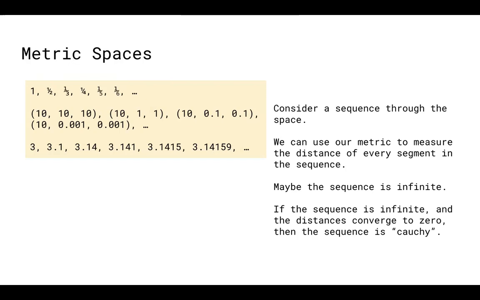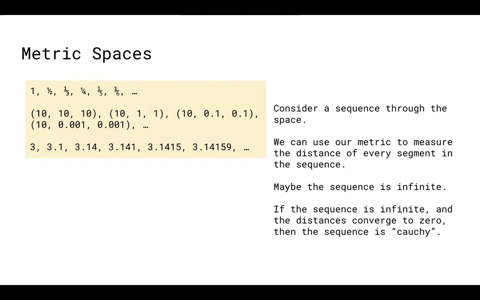Another example would be the sequence of vectors. It starts with 10, 10, 10, and then 10, 1, 1, and then 10, 0.1, 0.1, and then 10, 0.001, 10, 0.001. If we take the, what's it called, the Euclidean distance between these things, it's a number that is going to approach 0.